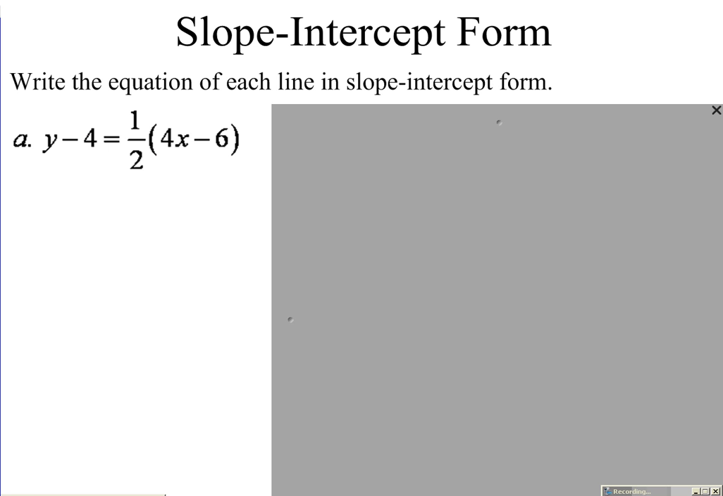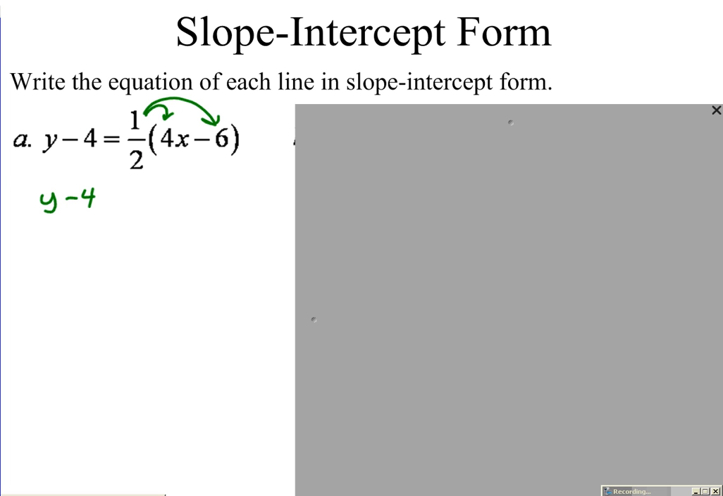Write the equations in slope-intercept form. Slope-intercept form, remember, means that we want y all by itself. Letter A here is very close to point-slope form. There are 2 steps to go to slope-intercept form from point-slope form.